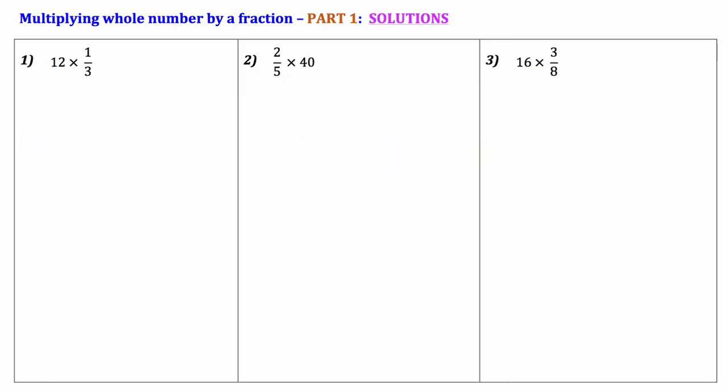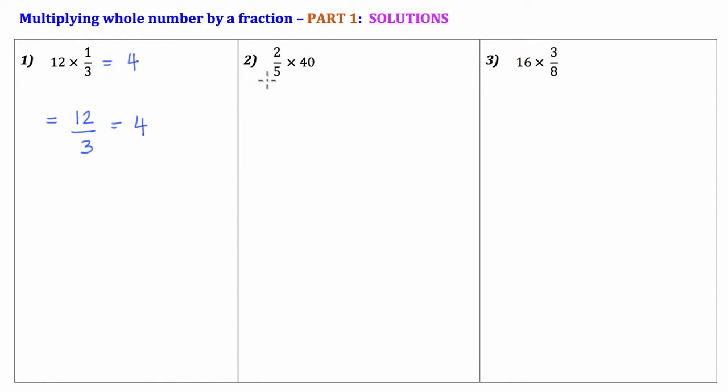So let's now start solving these problems. The first problem is 12 times 1/3. Well, we know that 12 times 1/3 equals 12 thirds. And if we simplify this further, 12 thirds is equal to 4 wholes. So the answer is 4 wholes.